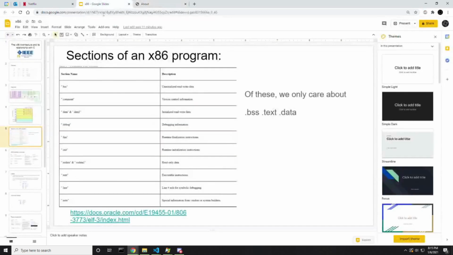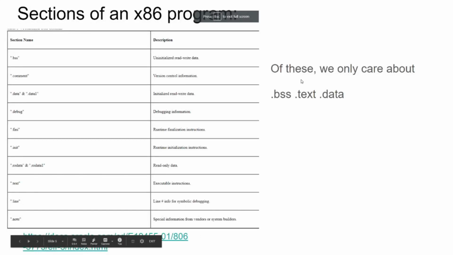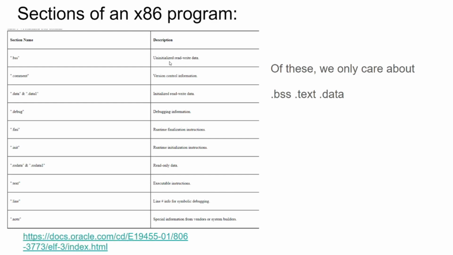So what we end up seeing is these different sections, and we use BSS for uninitialized read-write data. What does that mean? It's basically an area of memory that we have not zeroed out that we want to be able to read and write from. This is most of the time where we put uninitialized globals. Uninitialized global variables will be put into the BSS section.